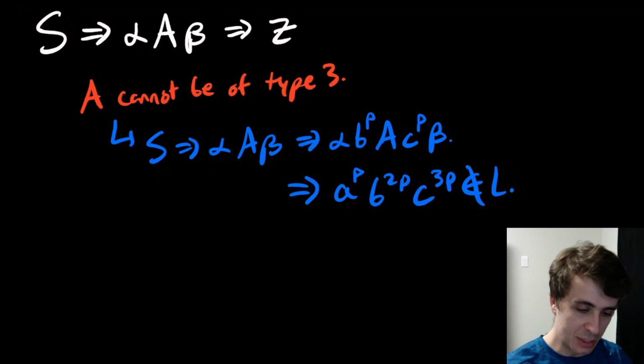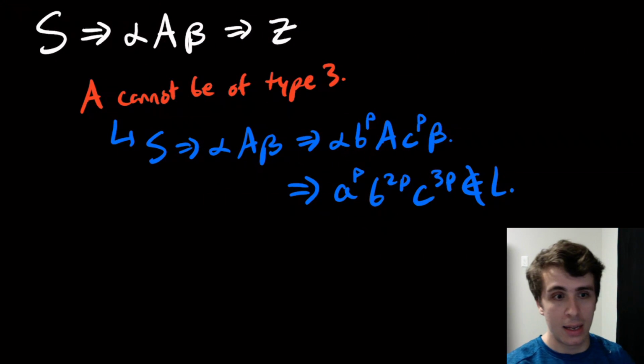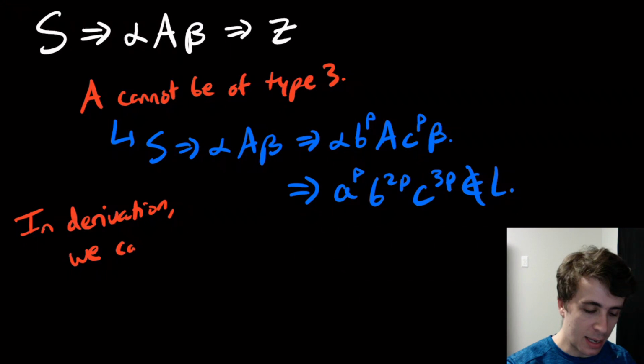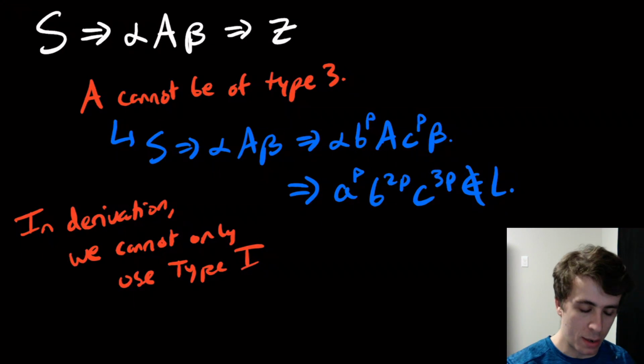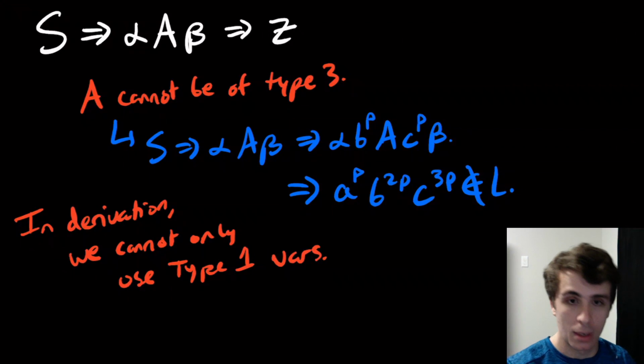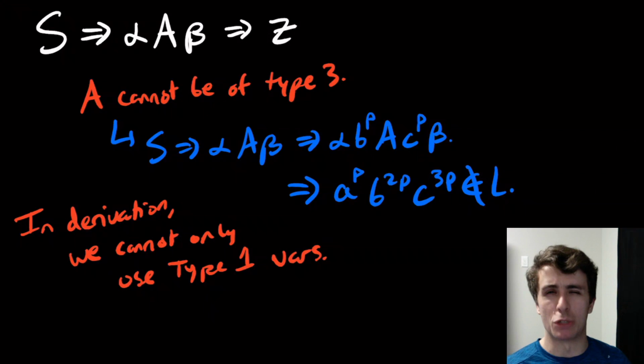So let's actually think about this more. It turns out that in the derivation right here, in the derivation we cannot only use type 1, not that one, this one, variables. Because, in fact, what we'll get is that we won't get enough B's as a result, and I want you to think about why that's the case.